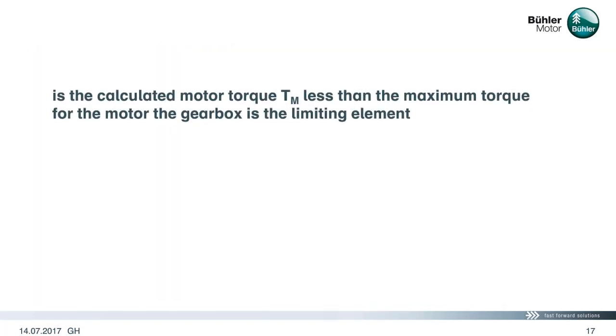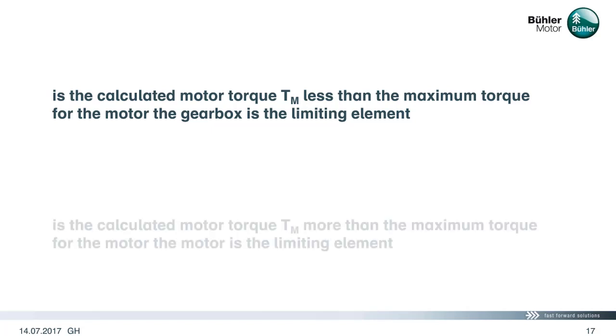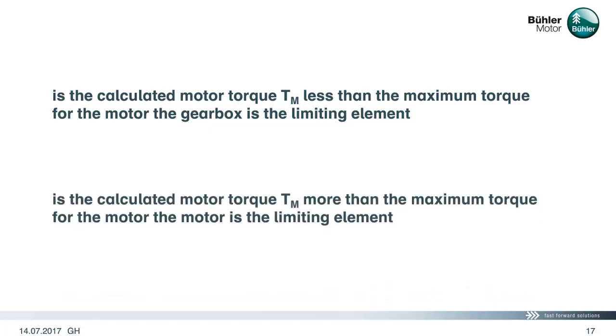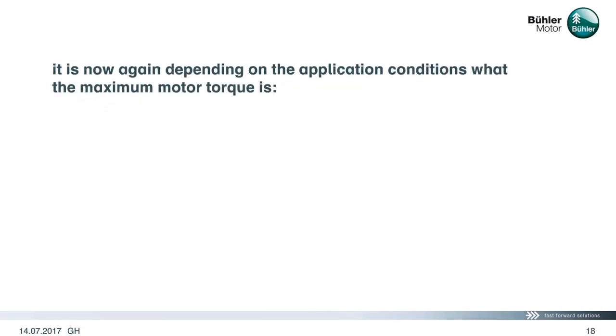Is the calculated motor torque T sub m less than the maximum torque for the motor, the gearbox is the limiting element. Is the calculated motor torque T sub m more than the maximum torque for the motor, the motor is the limiting element. It is now again depending on the application conditions what the maximum torque is.